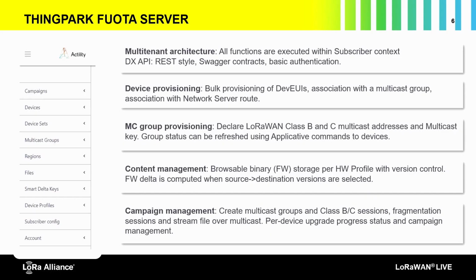In Actility, we have a product called ThingPark FUOTA server that deals with the FUOTA implementation and beyond. Defining devices, the multicast groups, and the files are all part of this product. On top of that, we also have a smart delta scheme, meaning that when the firmware changes, instead of sending the whole new firmware, you just send the delta between the new firmware and the old one, and then tell the end device to apply this patch. That makes the FUOTA even more efficient, and this is part of this product.